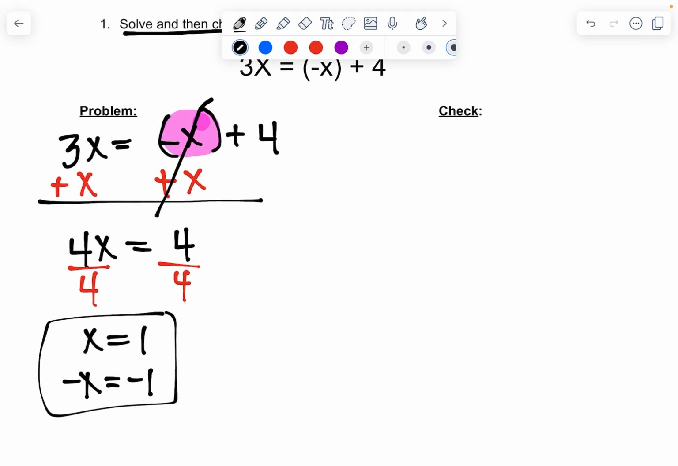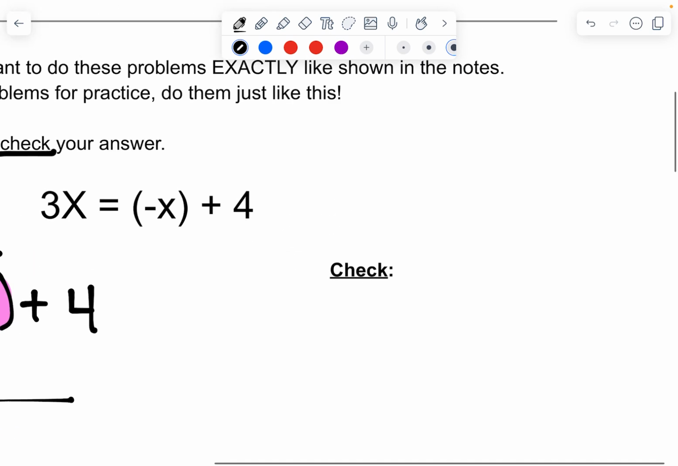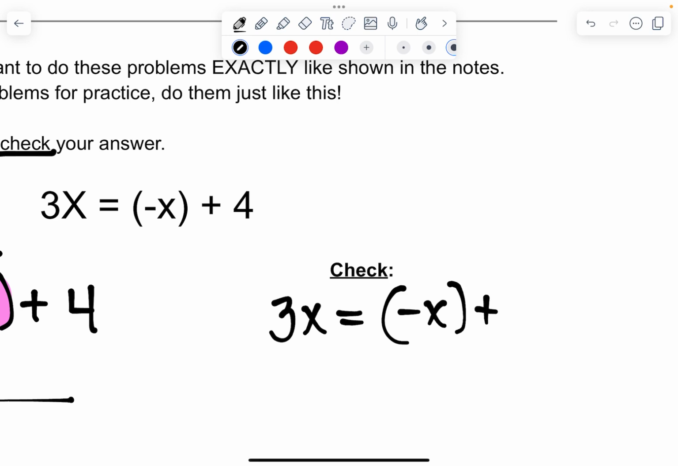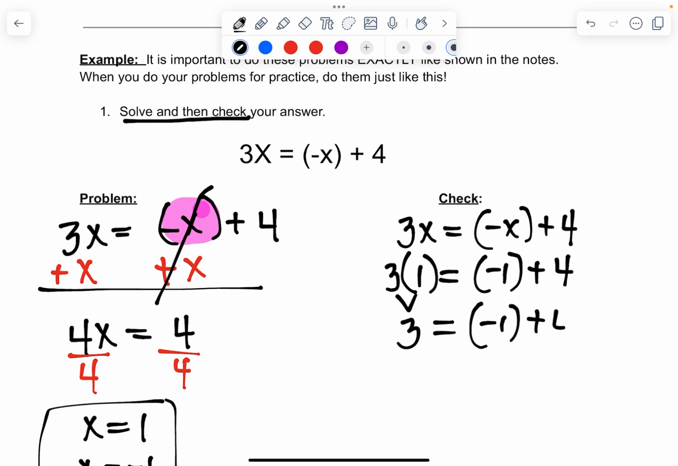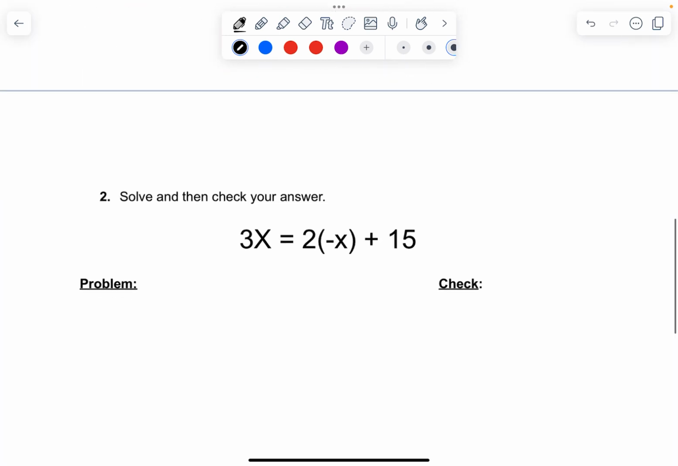We're going to come over to the other side, and we're going to check. So I have my 3x equals parentheses negative x plus 4. I'm going to take out my x, and I'm going to put in 1. I'm going to take out my negative x and put in negative 1. Think of it the opposite, if that helps, plus 4. I'm going to multiply, so I get 3 equals, and then I got negative 1 plus 4, 3 equals 3, and it's a check. Let's go on to the next problem.